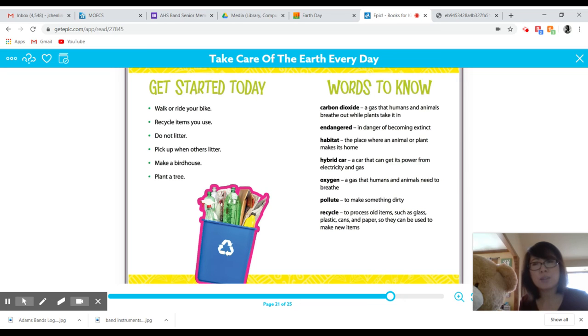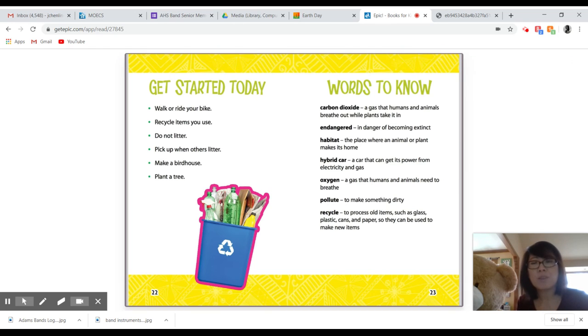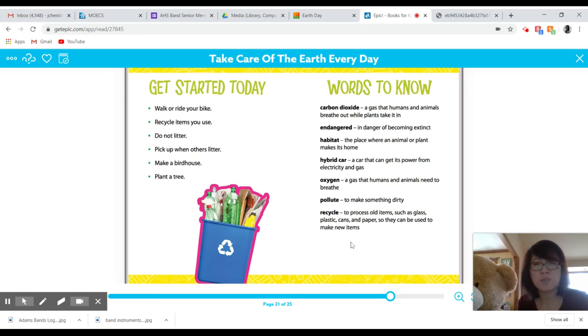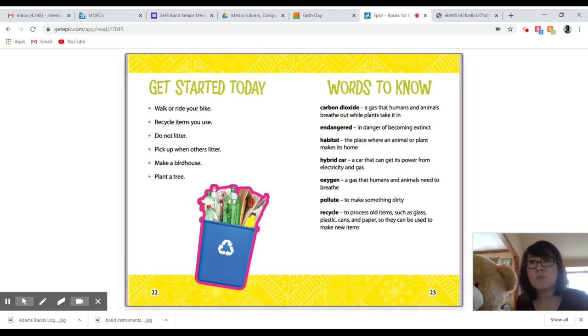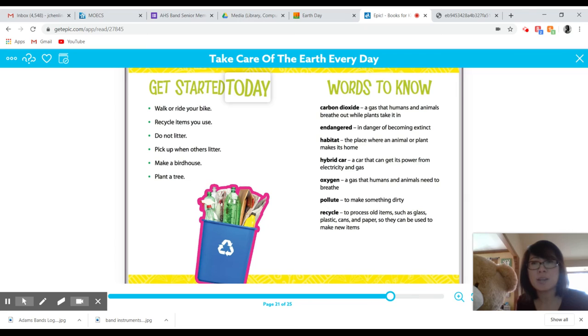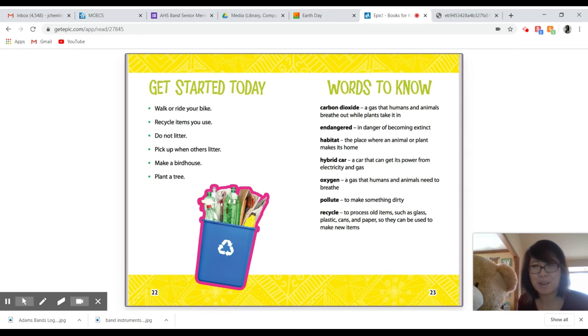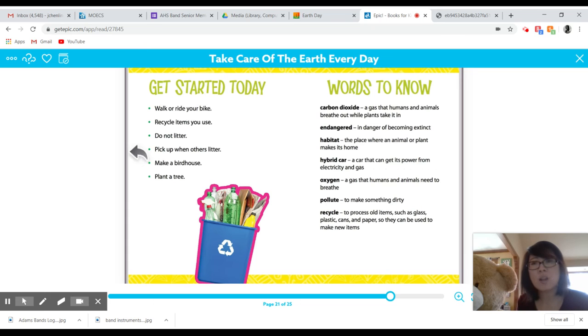All right, and that was the end of the book, except at the very end of this book, because it's a nonfiction book, you'll find some more information that you might be interested in. For example, if you want to get started today on helping to make the earth a better place, these are some suggestions that we talked about in the book. Walk or ride your bike instead of riding in the car everywhere we go, recycle items that you use, and so on. These are ideas that we read about in the book itself.